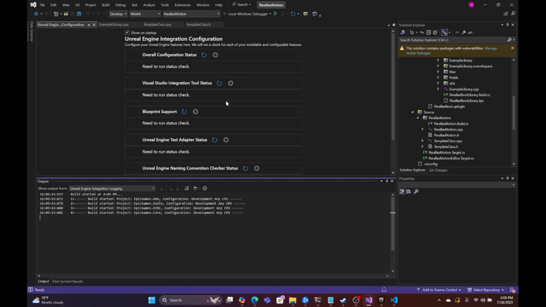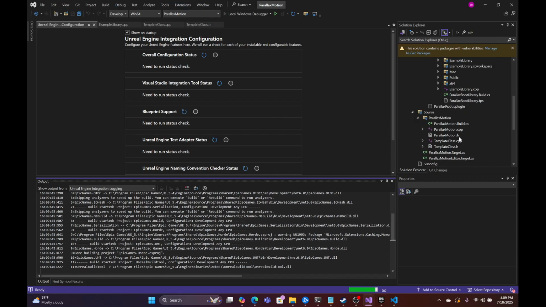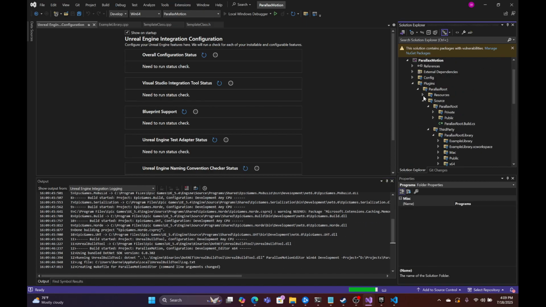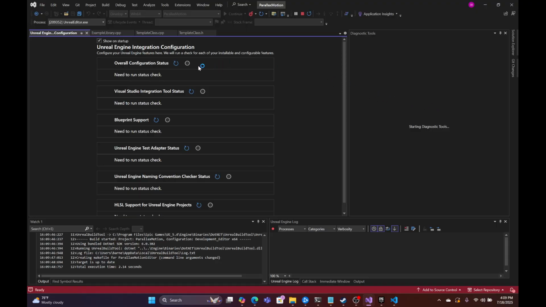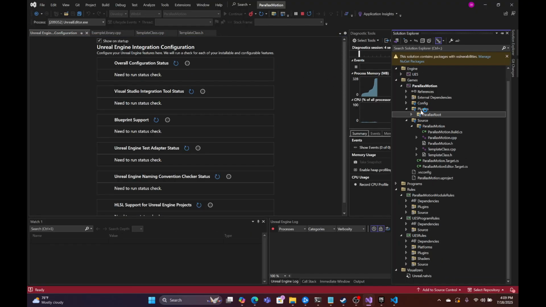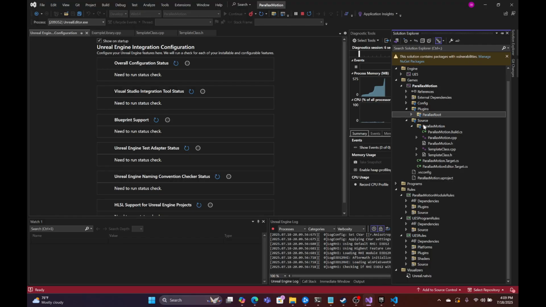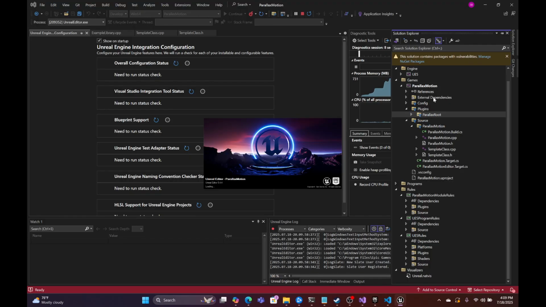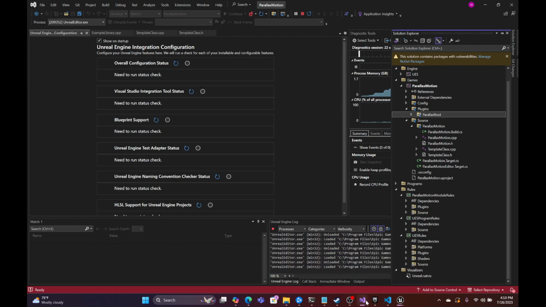So I'm just going to do that in the Parallax Motion project. We're going to make a new plugin. We have our Parallax root plugin here. We're going to add a new one, voxel, or maybe spatial data or something like that. And then we're going to start the process of basically regenerating all the files and getting everything copied over. It's a pretty big project, unfortunately.